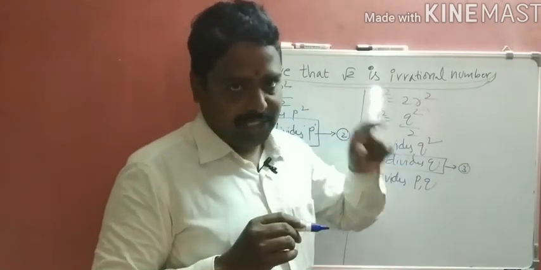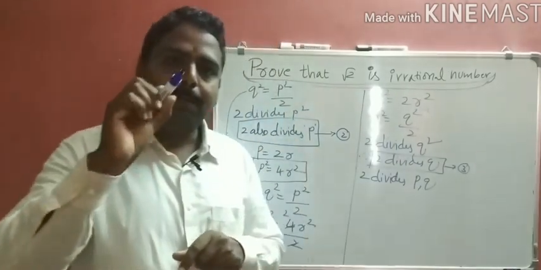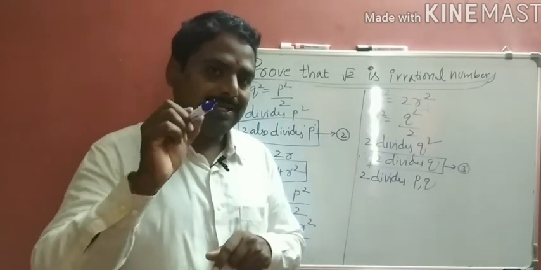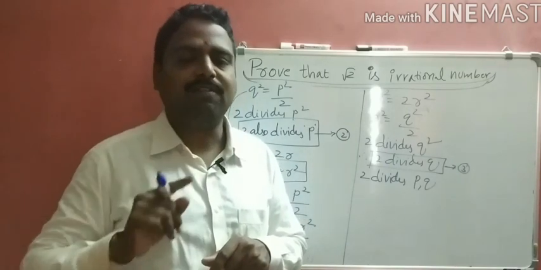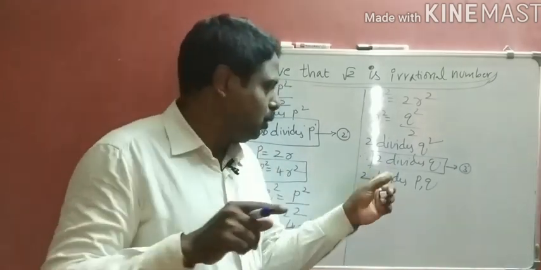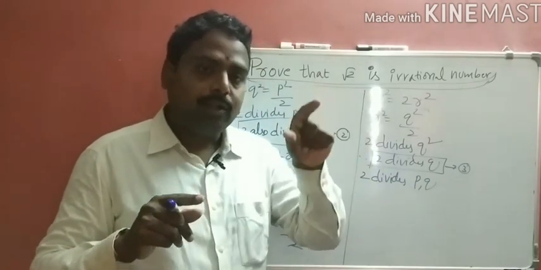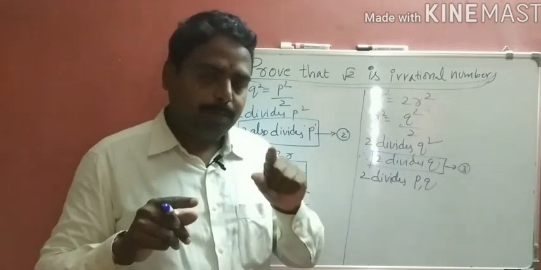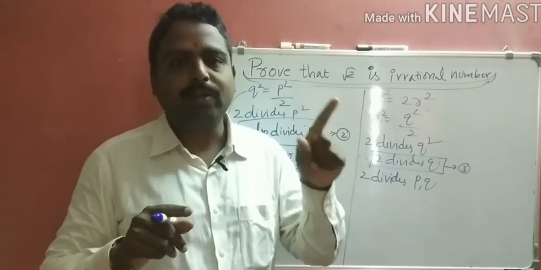Since root 2 is a rational number, we can assume that root 2 is equal to P by Q, where P and Q are co-primes. What is the definition of co-primes? The two numbers having only one as the common factor. Here, other than 1, 2 is a common factor for P and Q. So P and Q are not co-primes. Since P and Q are not co-primes, our assumption that root 2 is equal to P by Q is wrong.